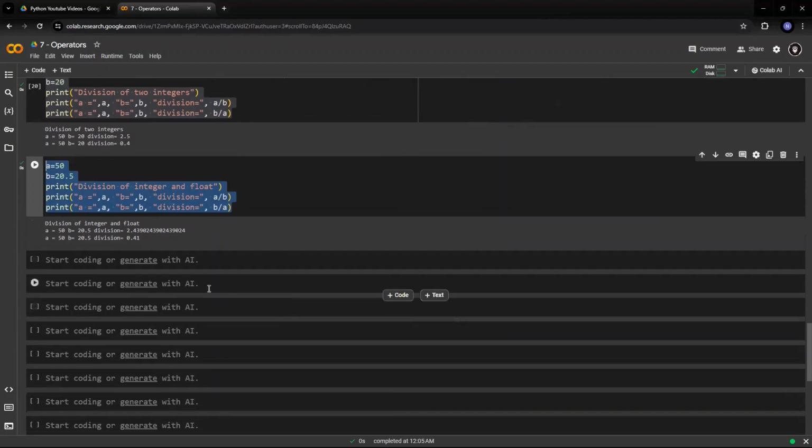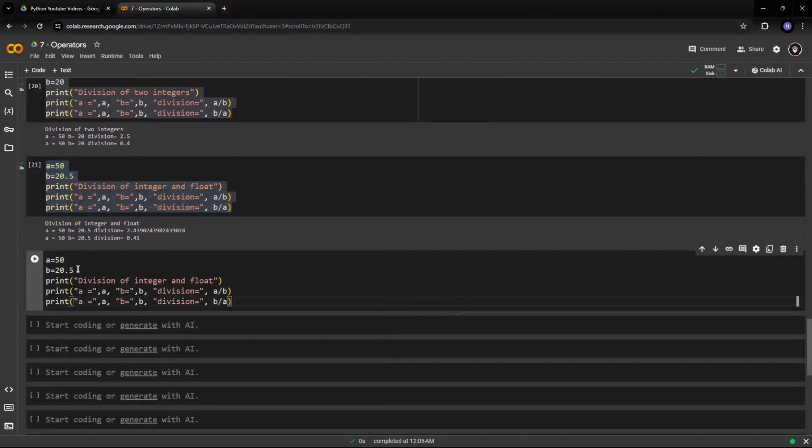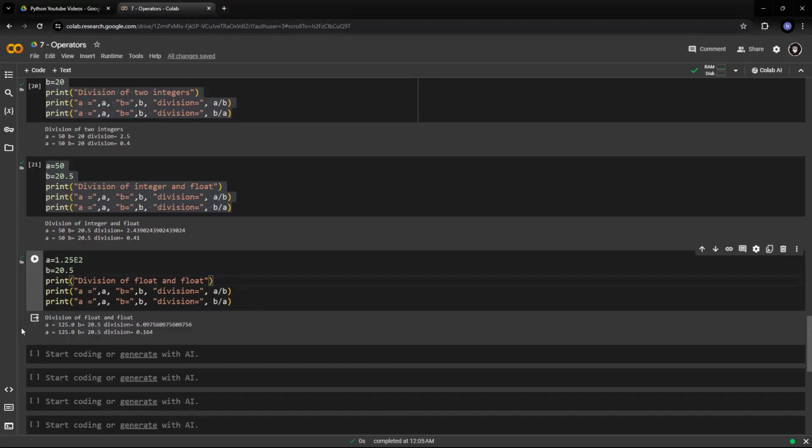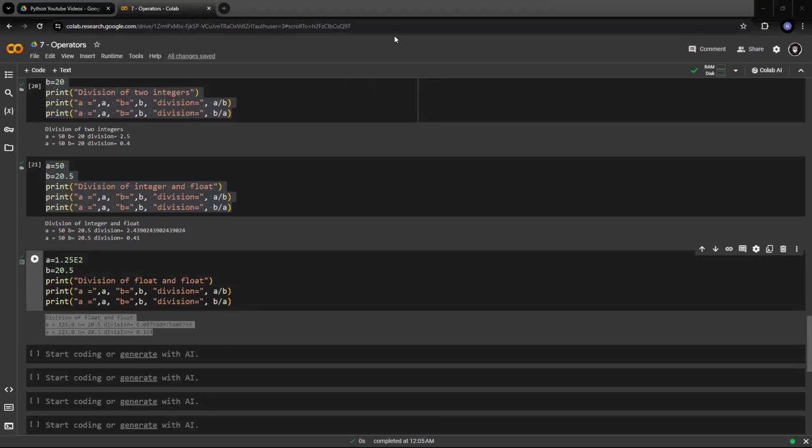Let's try to do it with two floats. Suppose I have B as 20.5, and we have this as a scientific float notation and this as a normal numeric float notation. So it's a division of float and float. Let's see what the result is. It should again come out as a float.